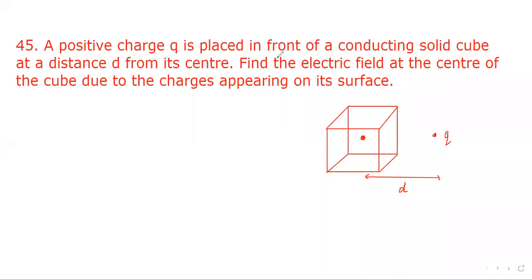A positive charge Q is placed in front of a conducting solid cube at a distance d from its center. Find the electric field at the center of the cube due to the charges appearing on its surface. So here there is charge. Now we find the electric field at the center due to this charge.